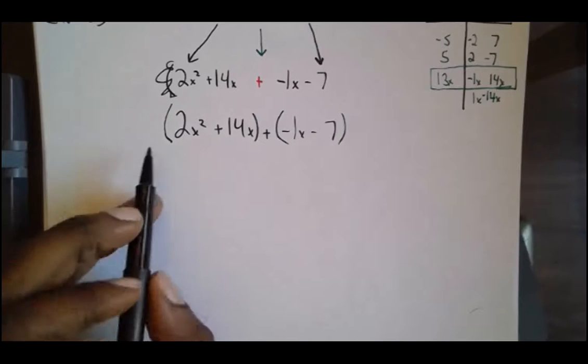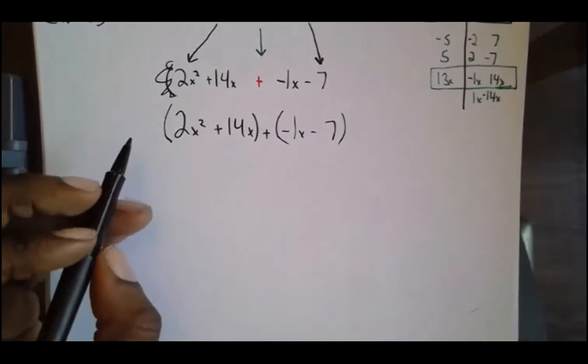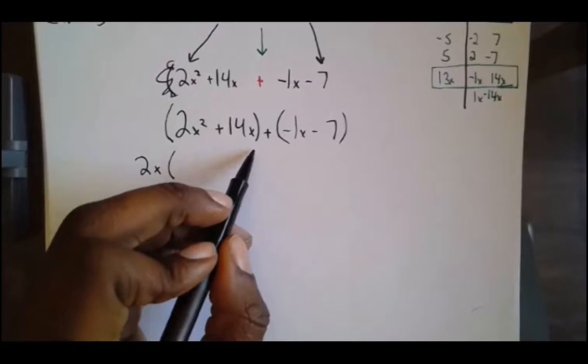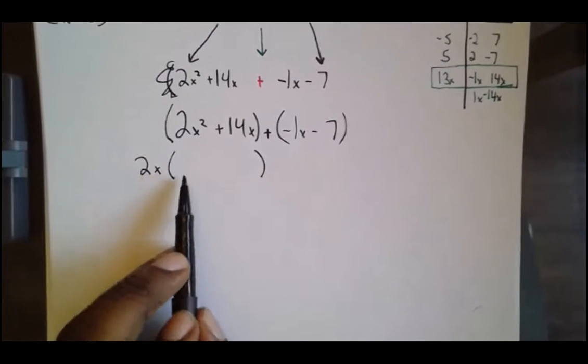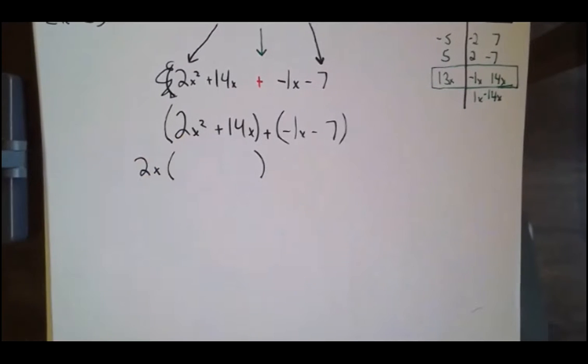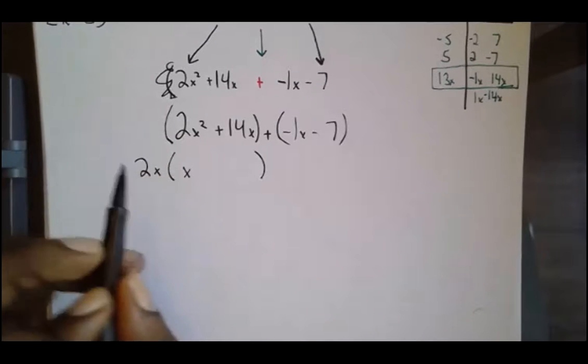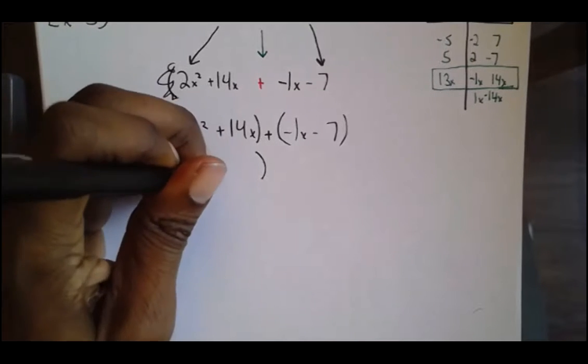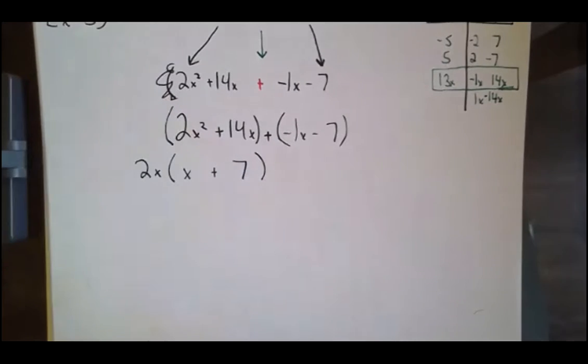1. So what should I put on the outside? 2x. 2x times what is 2x squared? X. 2x times what is 14? 2 times 14. 7. Okay.